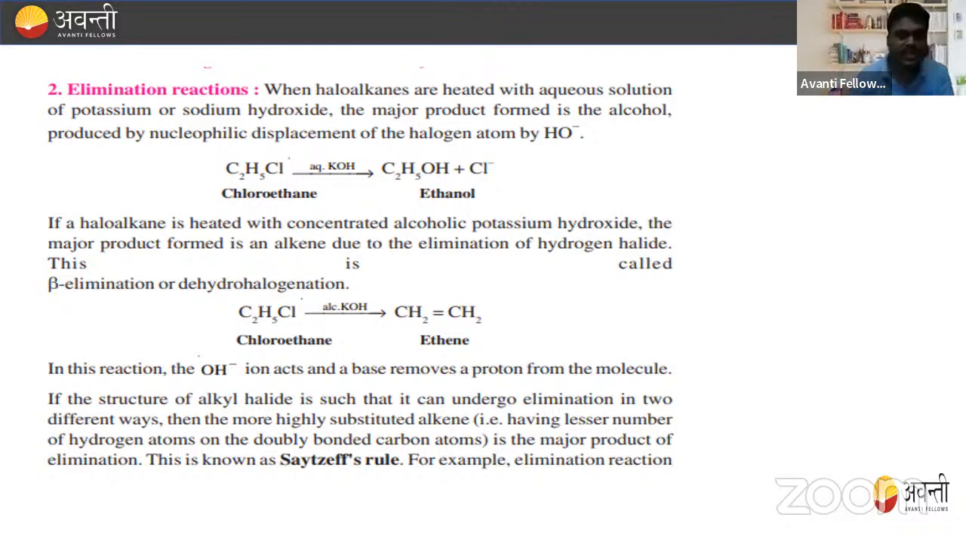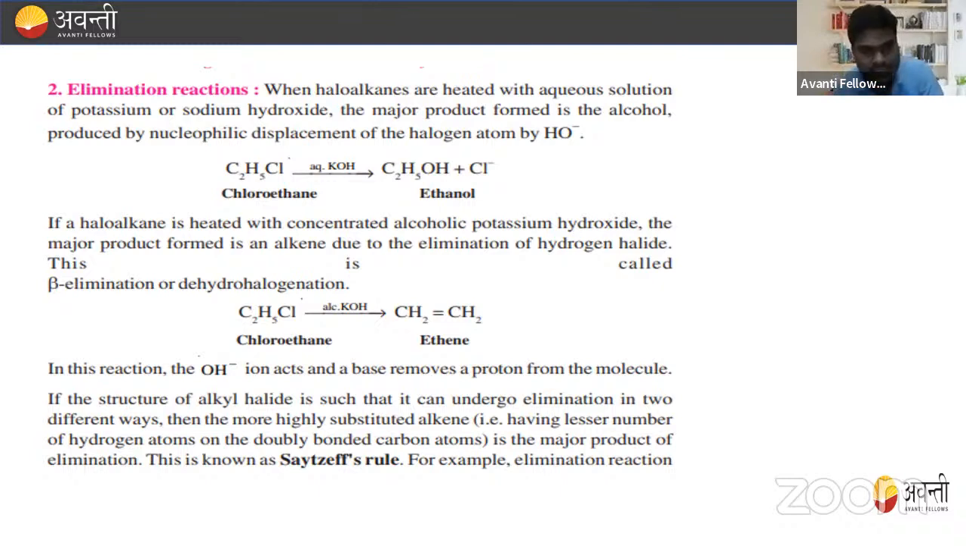So what is the elimination reaction? Basically, when haloalkanes are heated with an aqueous solution of potassium or sodium hydroxide, the major product formed is the alcohol, produced by the nucleophilic displacement of the halogen atom by HO negative. So when we treat chloroethane with aqueous KOH, we get only alcohol plus Cl. We already know this; it is a nucleophilic substitution reaction. We already know about this reaction, right?